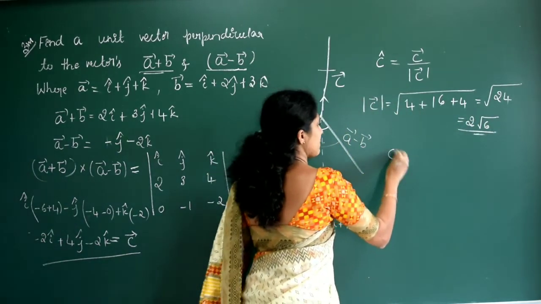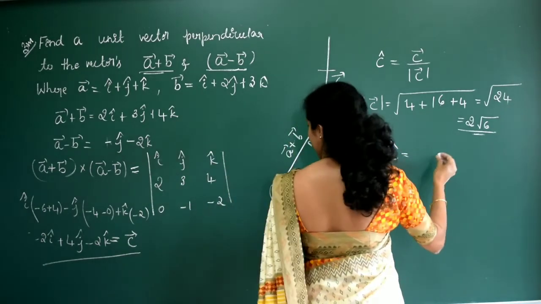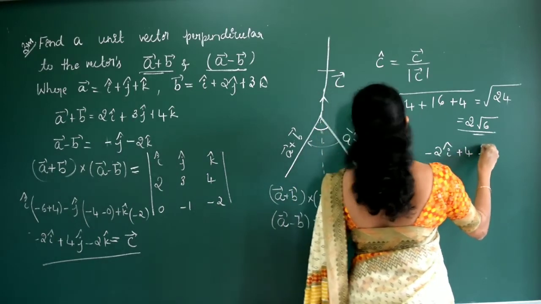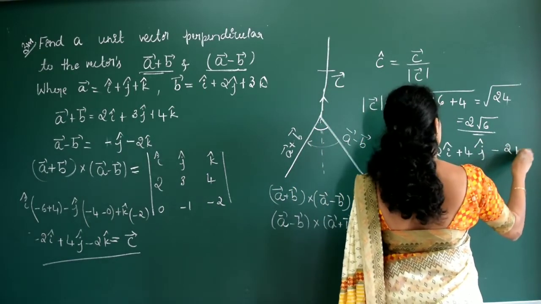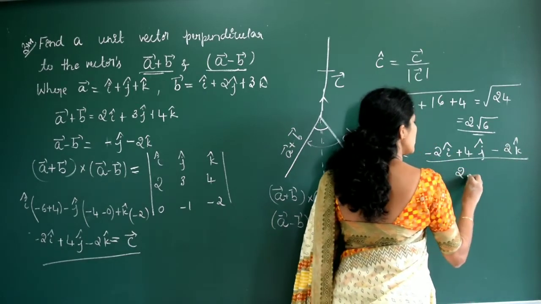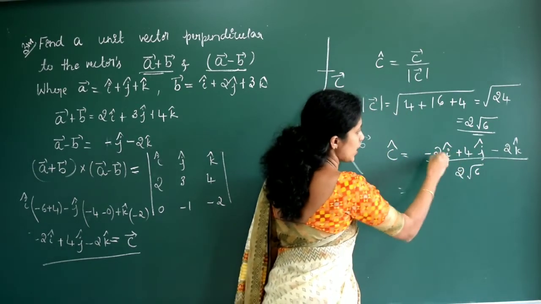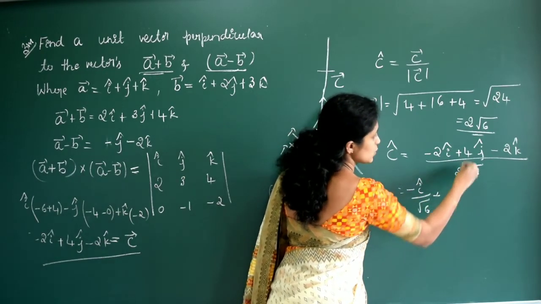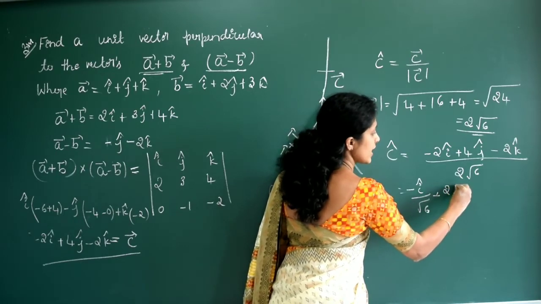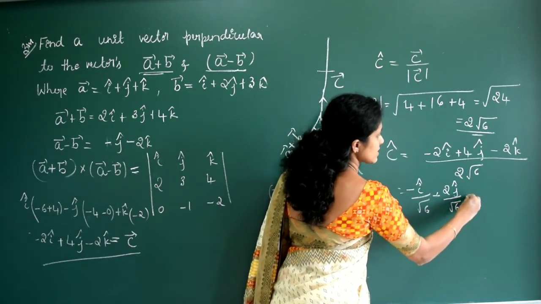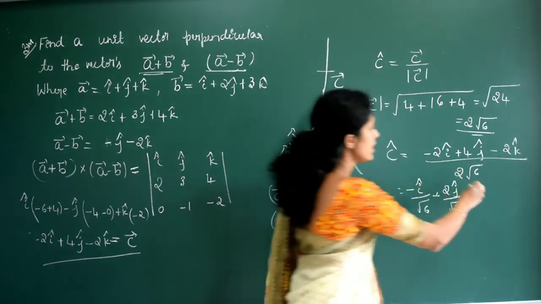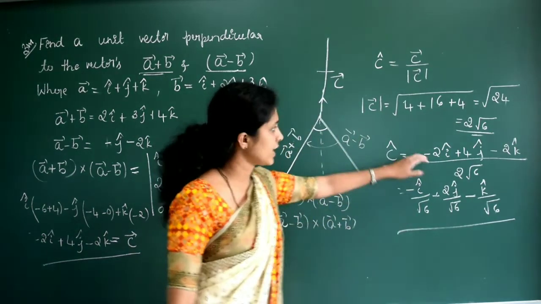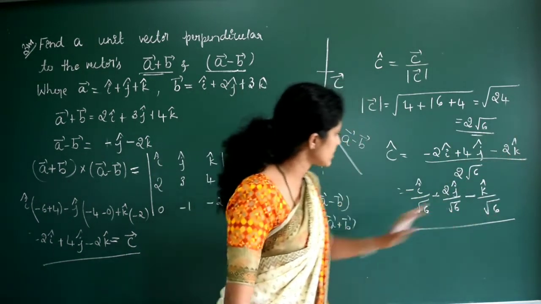So this is now C cap, the unit vector, equal to C vector. We'll write that minus 2 I cap plus 4 j cap minus 2 k cap divided by 2 root 6. So simplify this. 2 and 2 will cancel, that is minus I cap by root 6, and plus 4 and 2 gives 2 j cap divided by root 6, and minus 2 and 2 will get cancelled, minus k cap divided by root 6. Is it clear? We need to divide each and every term of this one, right? Now this is one unit vector.